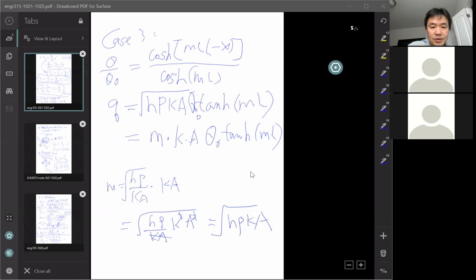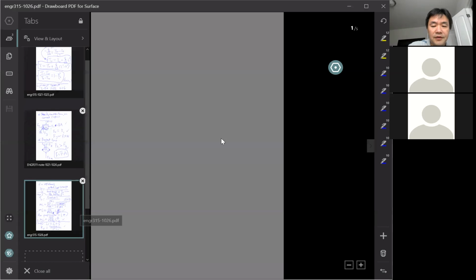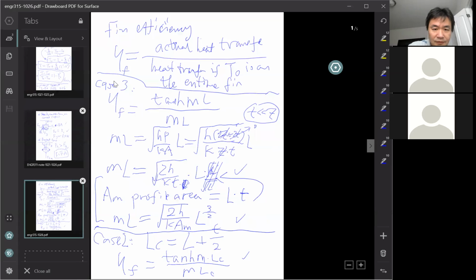Here are the solutions. Then we talked about the fin efficiency last time. The definition of fin efficiency is the actual heat transfer divided by the ideal heat transfer, which occurs if the surface temperature over the entire fin is the same and equal to the base temperature. That is the ideal case, the maximum heat transfer case. So efficiency is defined like that. We only provide the efficiency for case 3. This is the initial equation.